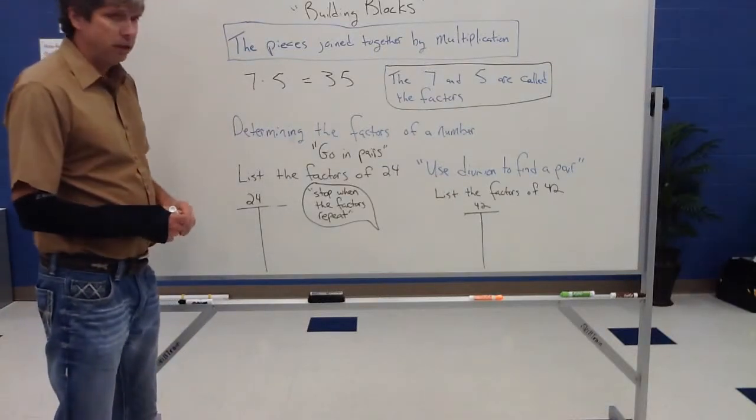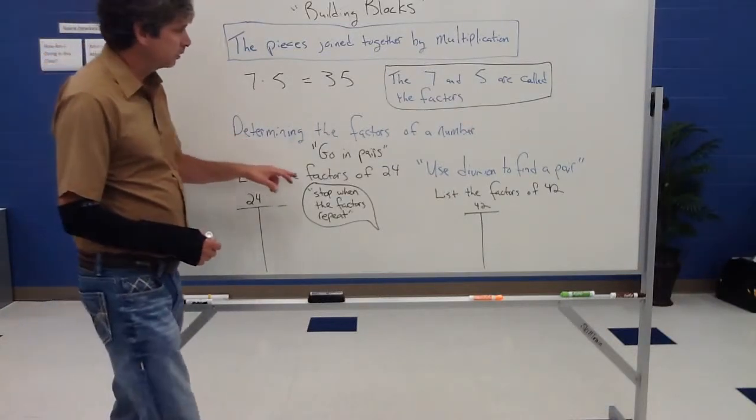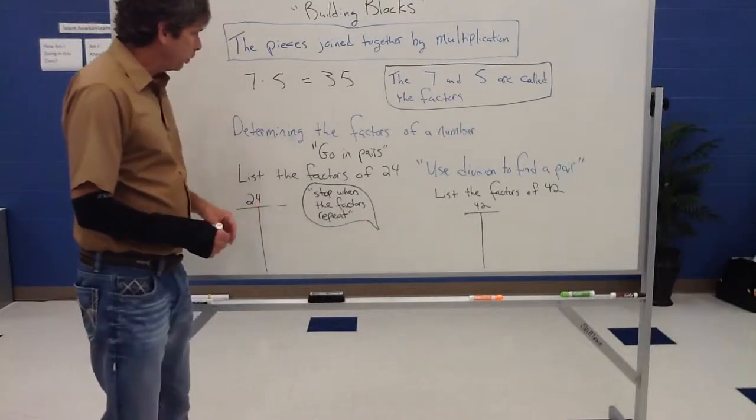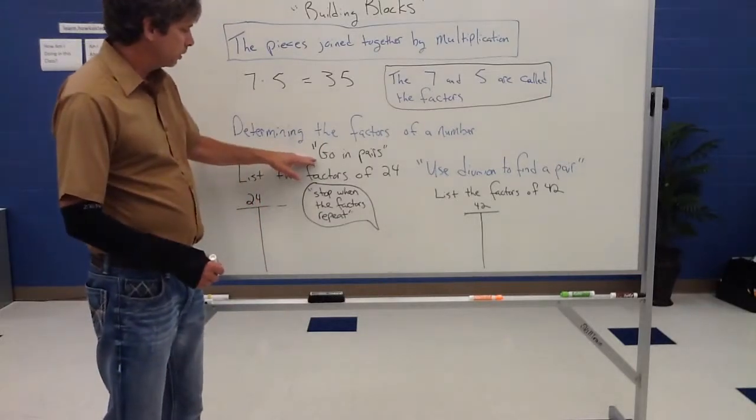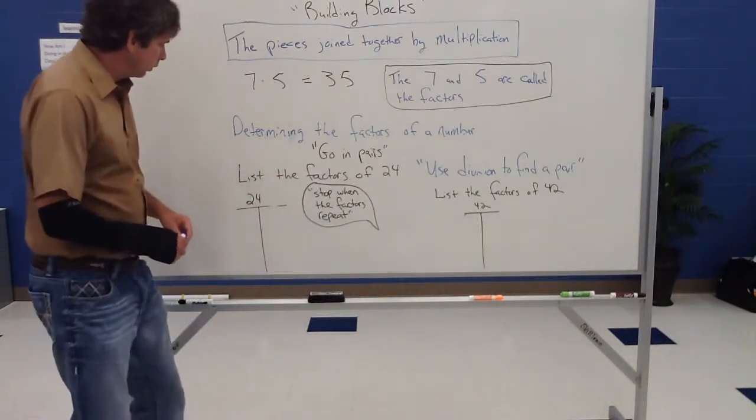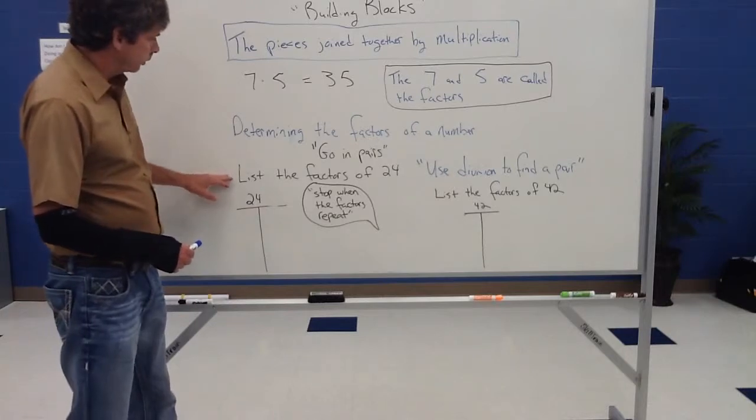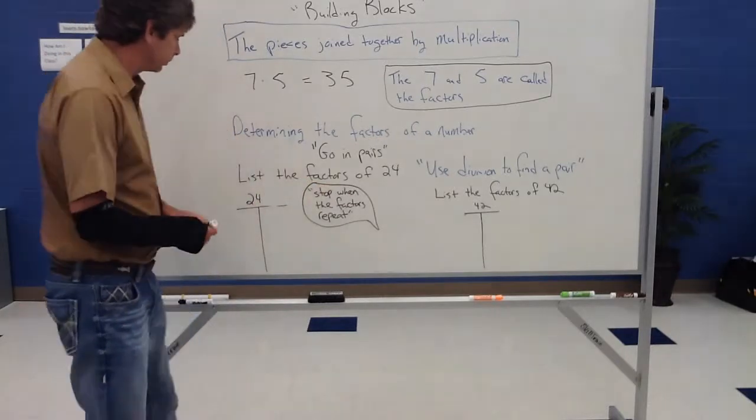Our lesson today, we're going to talk about determining the factors of a number. And a good way to do this is we're going to go in pairs. So let's look at this example. List the factors of 24.